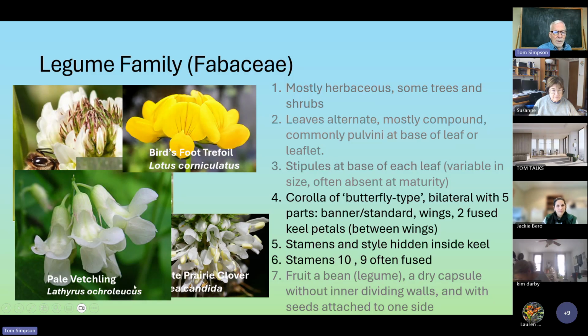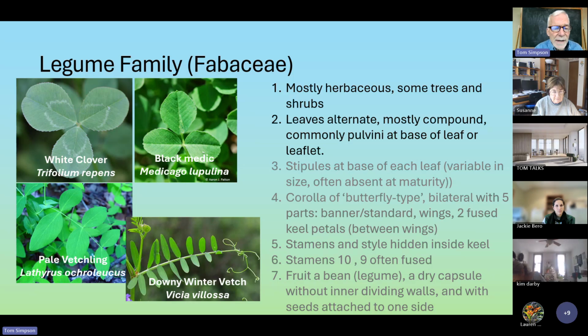Pale vetchling, a very rare prairie plant. Again, same pattern. Once you learn that pattern, you'll immediately recognize the legume family. That gives you a real heads up, or a real head start, in taking it to the next level.